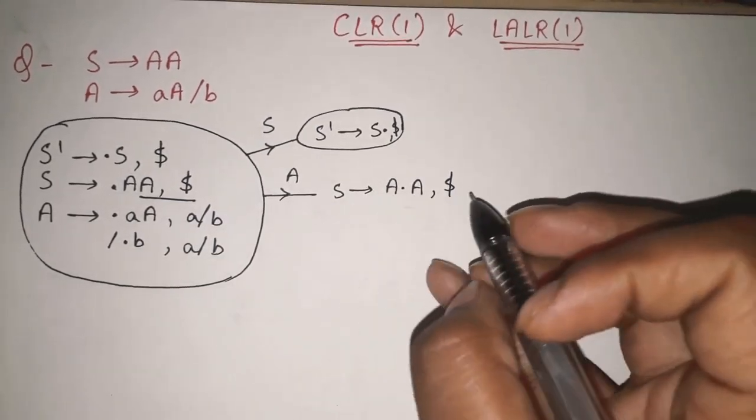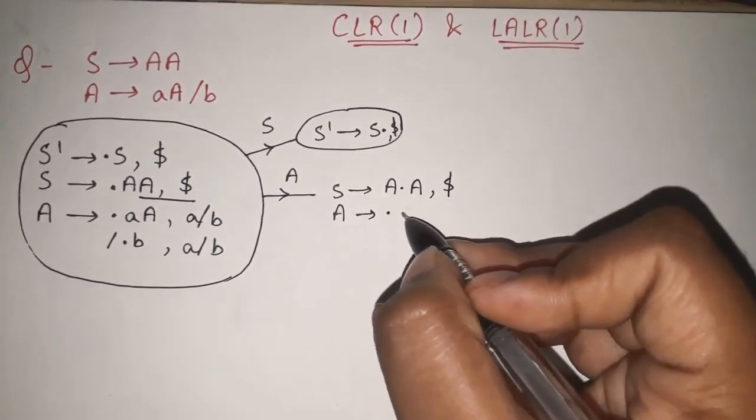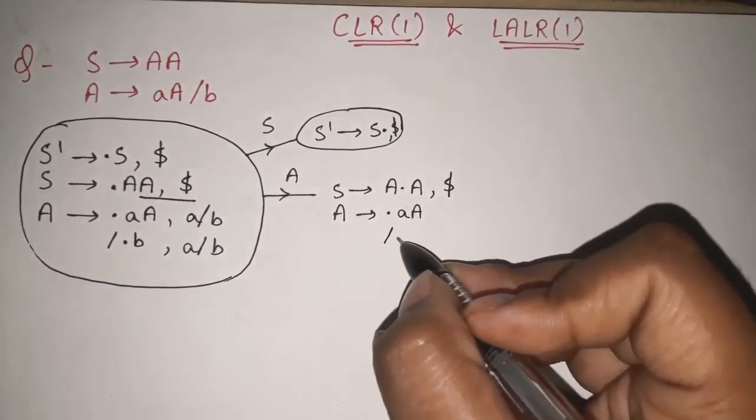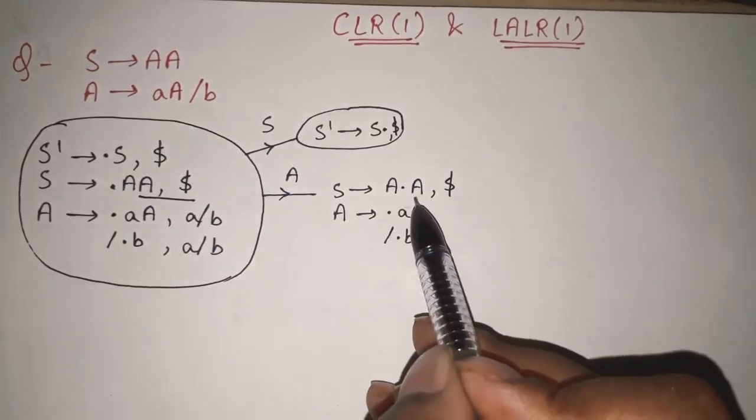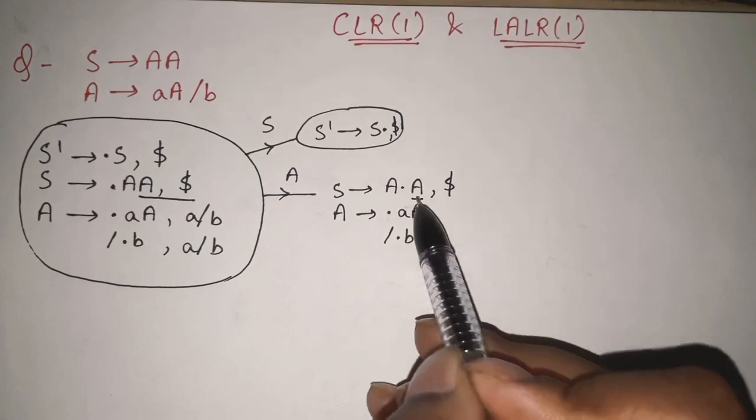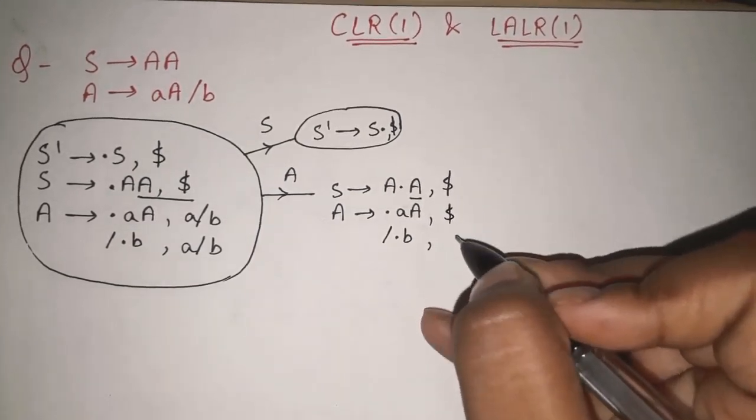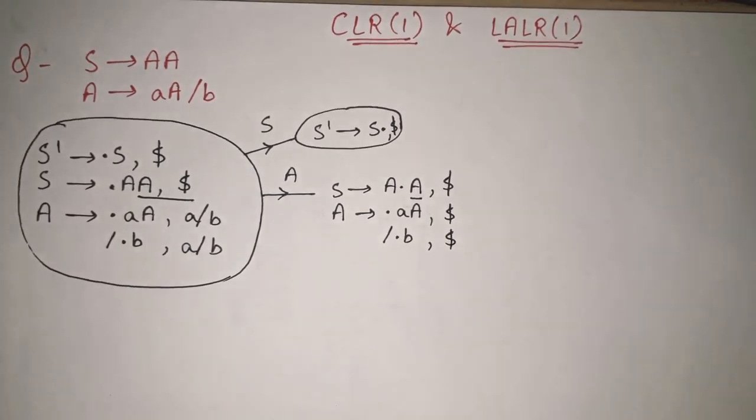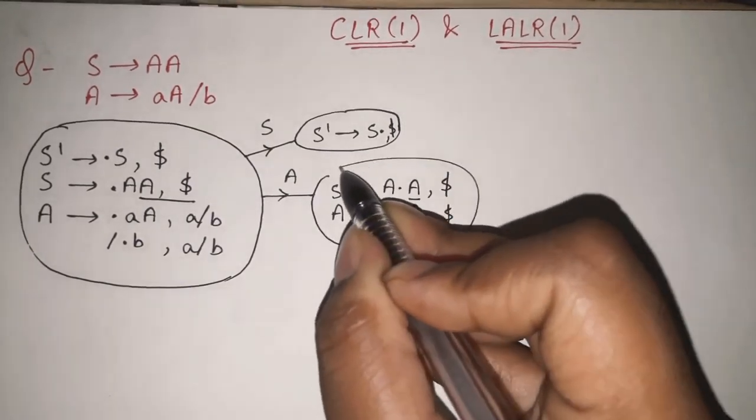Okay. Now after the dot I am having A, a variable, so I have to write for A also: A gives dot a A and dot b. Now what will be the lookahead? I have written this production due to this A, so after this A, what is there? Only dollar, and the first of dollar will be dollar. So I have to write dollar as the lookahead. Fine. So that's it about this state.